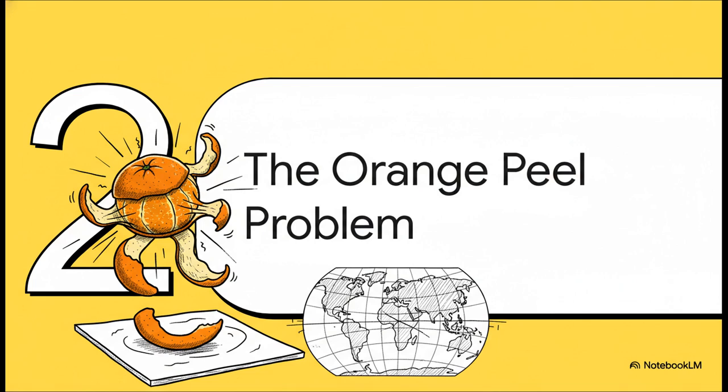Here's a great way to think about it. Imagine peeling an orange and trying to lay the peel out perfectly flat on a table. You can't, right? You'd have to tear it or stretch it to make it work. That's stretching and tearing, that's distortion. And it's the exact same challenge mapmakers have been dealing with for hundreds of years.